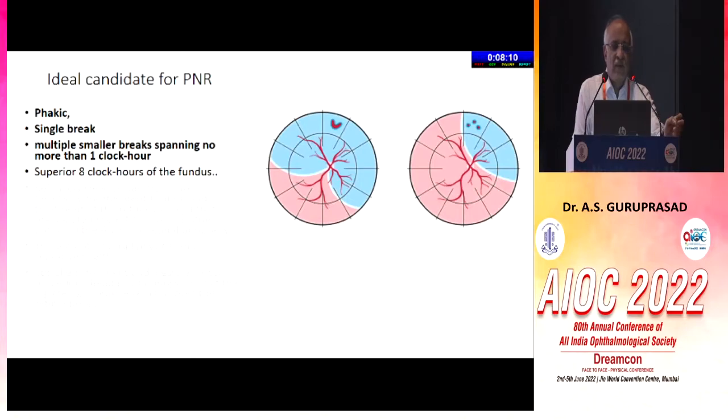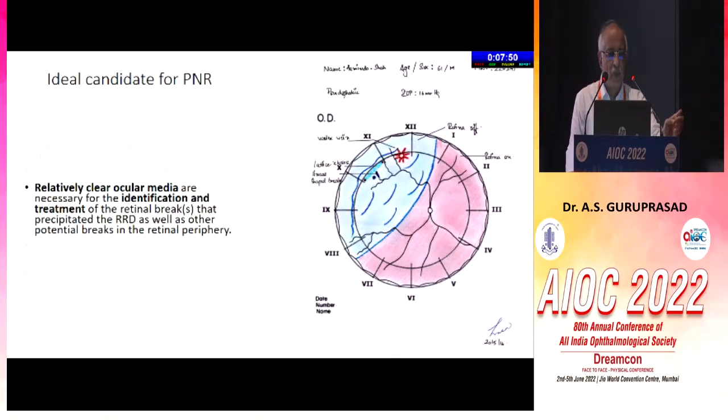The ideal candidate for pneumatic retinopexy is the phakic patient with a single break or multiple smaller breaks spanning no more than 1 clock hour. The superior 8 clock hours of the fundus is the area where we can do pneumatic retinopexy, when the breaks are in these 8 clock hours. It also necessitates clear ocular media, and only when identification and treatment of the breaks is possible can pneumatic retinopexy actually be done.